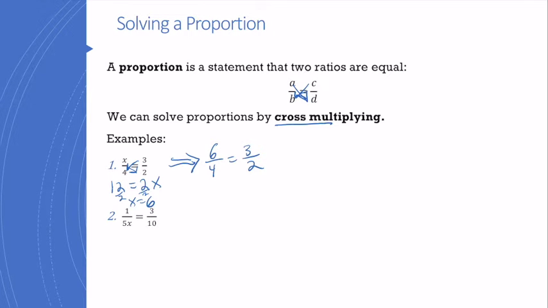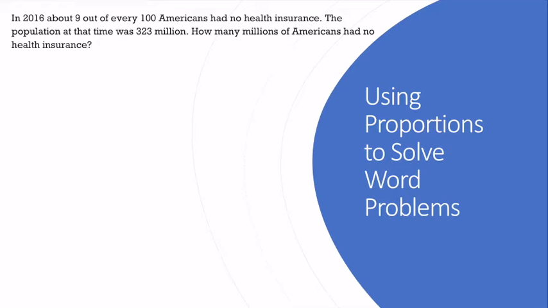Let's try this again with example 2. If I have 1 over 5x equals 3/10, I'm going to go ahead and take 1 times 10, which is 10, and 3 times 5x, which is 15x. If I divide both sides by 15, I get x equals 2/3. So that's going to be the value I'd have to plug in for x in order to make these two proportions equivalent. They're also really helpful in solving word problems.